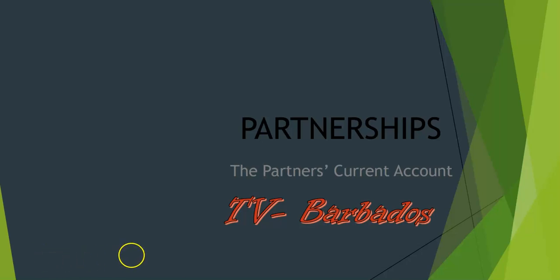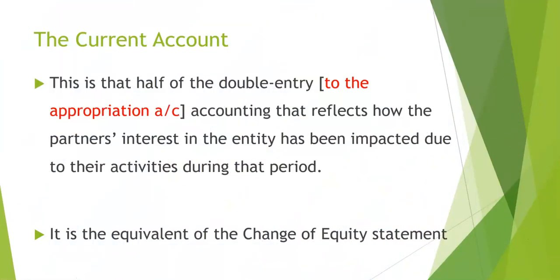Welcome back. Today, we're looking at the partner's current account. So remember, we have the appropriation account, which is the first half. Now we're going to look at the partner's current account. So the partner's current account is that other half of the double entry, right?